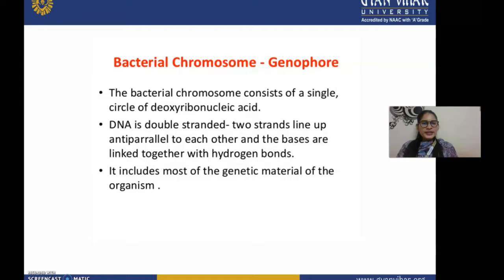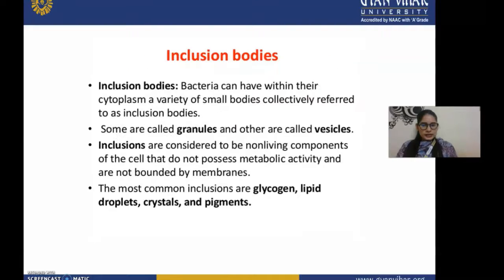Now, what is the bacterial chromosome, or nucleoid? The bacterial chromosome consists of a single circle of deoxyribonucleic acid. The DNA is double stranded, two strands line up antiparallel to each other, and the bases are linked together with hydrogen bonds, and it includes most of the genetic material of the organism.